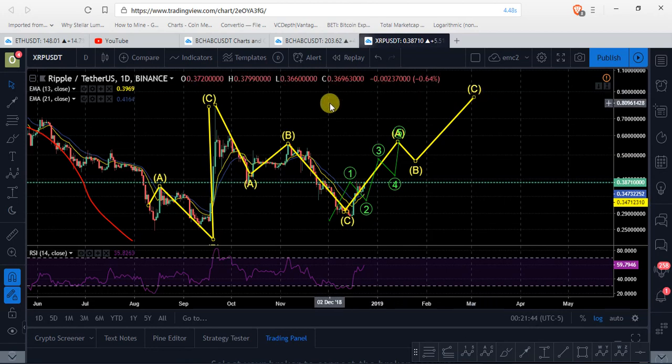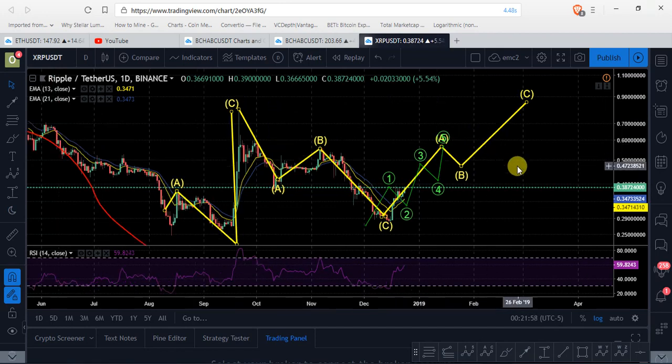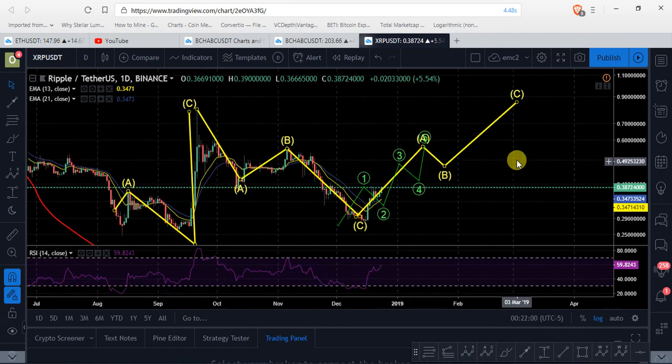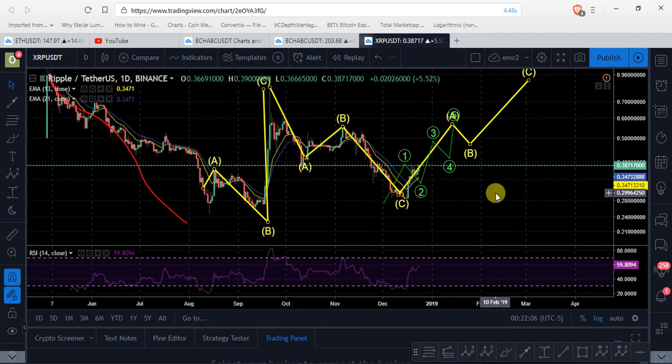I said the same thing for Ethereum. When Ethereum was $80 it went to 150. The target for Ethereum was 150; you can go back and watch my videos where I said Ethereum was going to 150 like 3-4 days ago. So I'm expecting XRP to reach at least 75 cents before the end of the year, in the next 3 to 5 days.